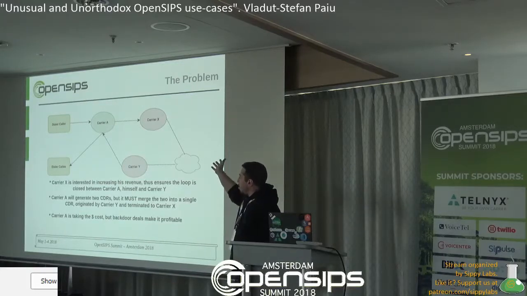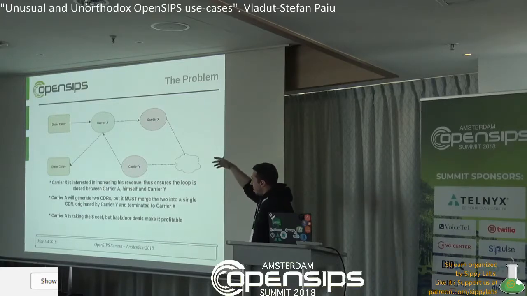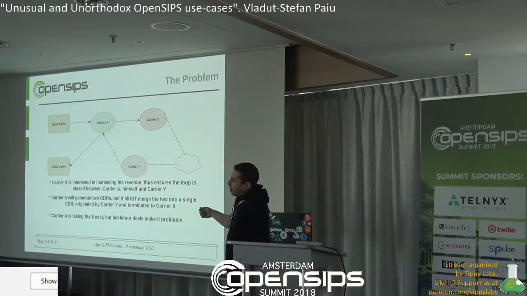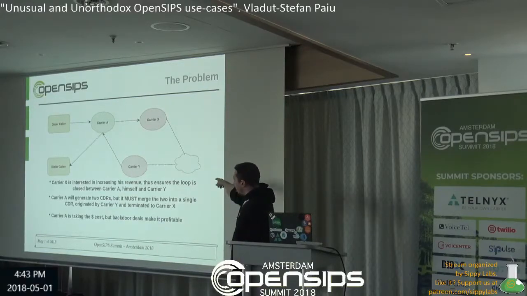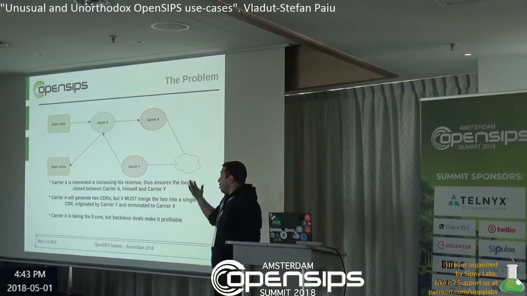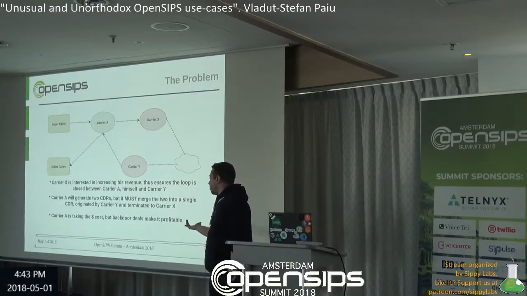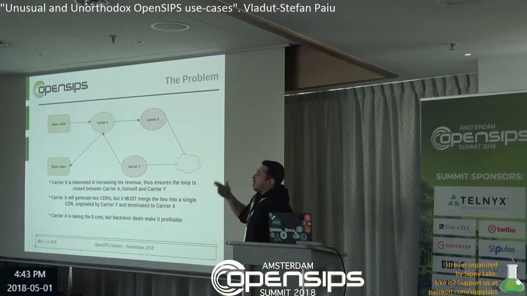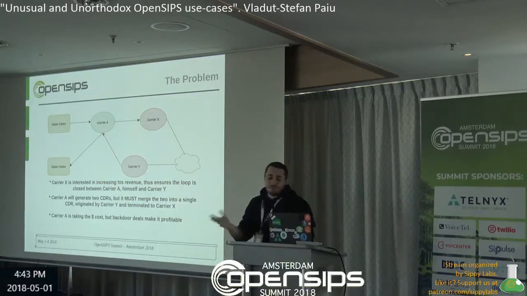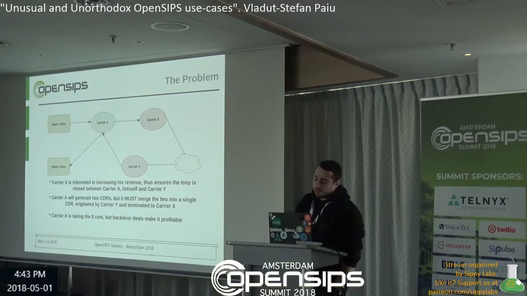Of course, when you generate this traffic, carrier A will be the one taking the loss, because in a good world, carrier X would add an extra amount to his buying price here, and so on and so on. So carrier A is actually taking the loss by generating this traffic. But backdoor deals make it profitable, maybe because carrier X reaches his revenue target and says, hey, carrier A, have some preferential rates on some other destination. So they kind of reach a balance. It's sort of a win-win.